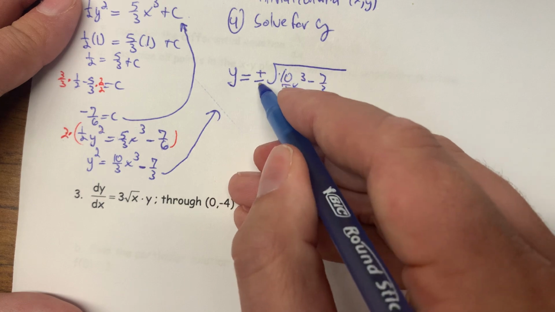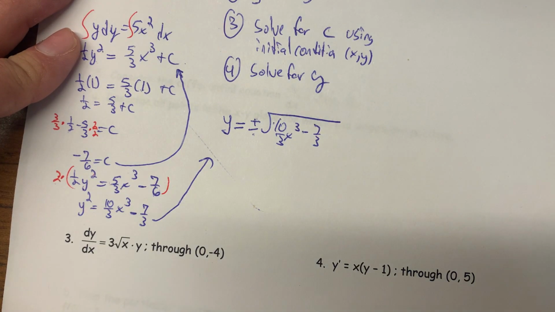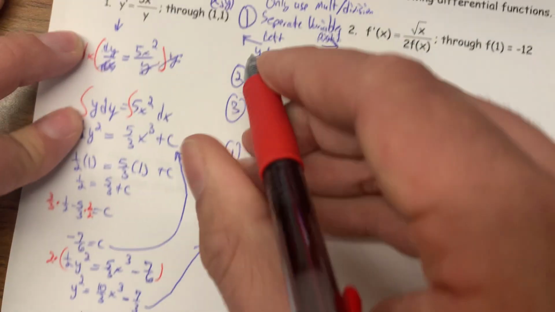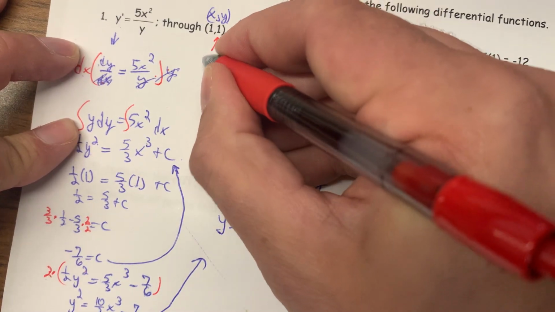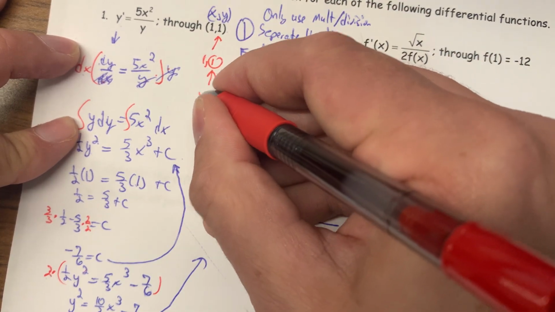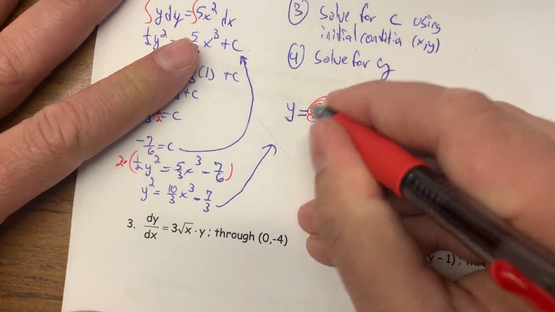And to figure out whether it's plus or minus, we need to use the initial condition. What we're looking for is, is the y going to be positive or negative? Well, it has to go through the point 1, 1, and since the y has to be positive, y is above 0, and so we know we need the positive one.